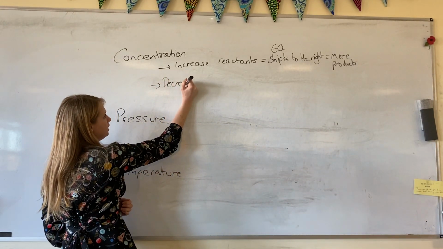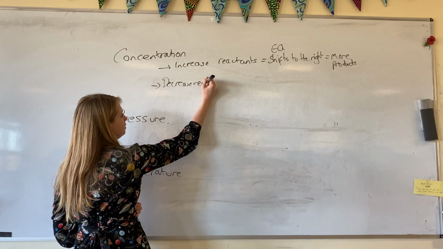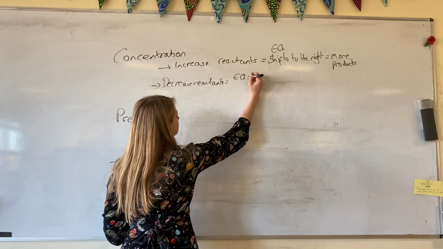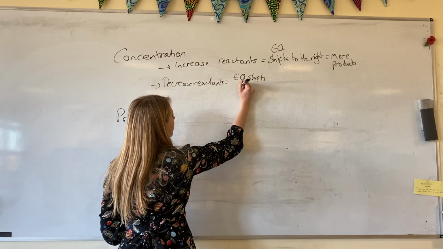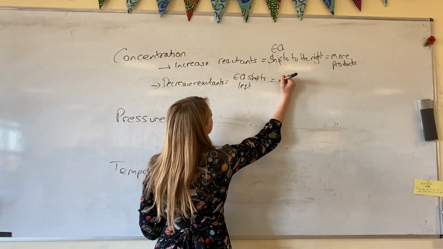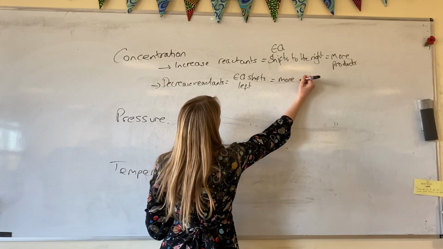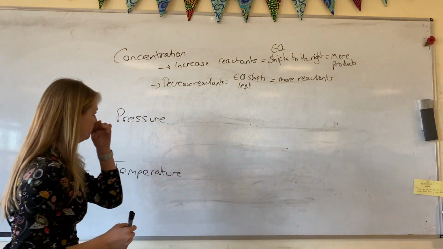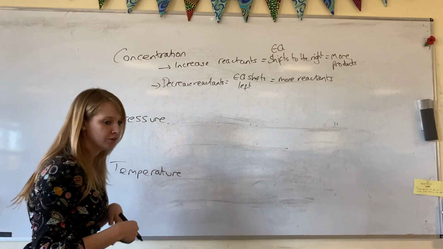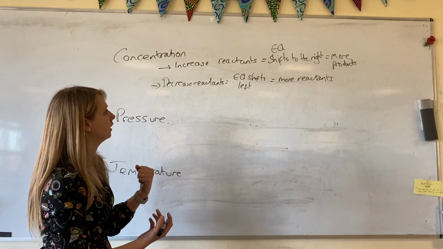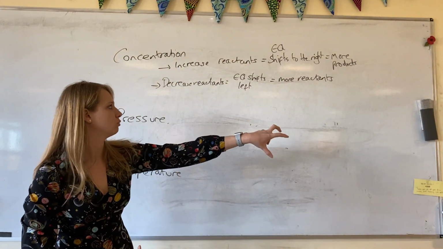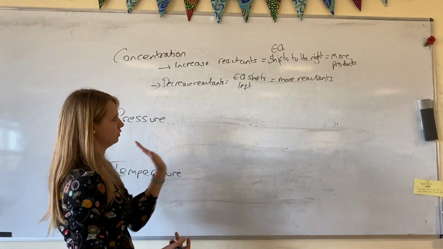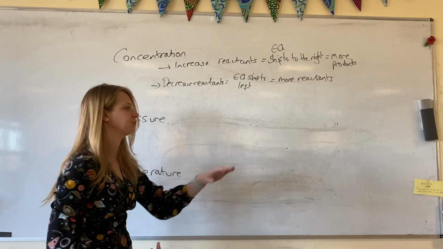If I decrease reactants, my equilibrium shifts left to make more reactants, and vice versa if it's products. So if I increase products, then it will shift to the left to make more reactants. If I decrease products, it will shift to the right to make more products.